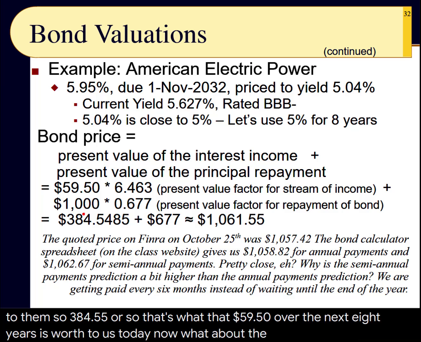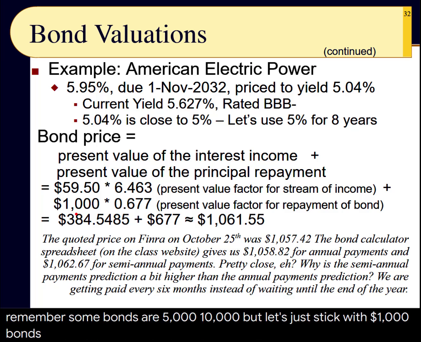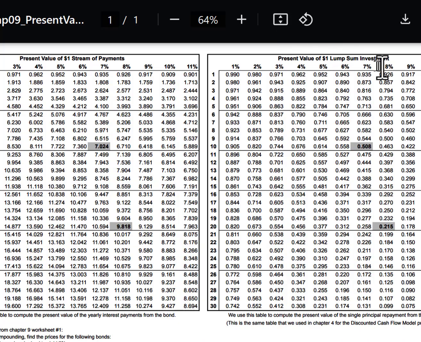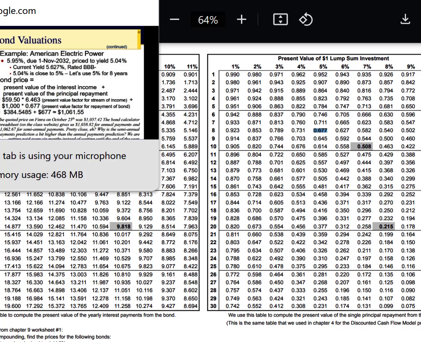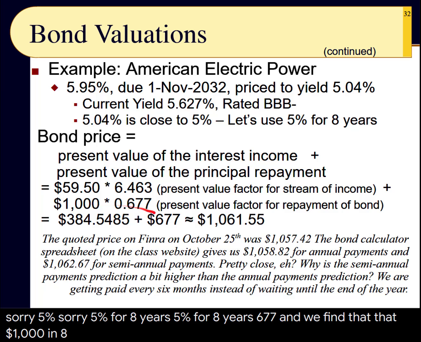Now, what about the principal repayment? Remember, some bonds are $5,000, $10,000, but let's just stick with $1,000 bonds. $1,000 times the present value multiplier for 5% for 8 years. Well, this is the table that we used back in chapter 4. Go across to 5%, down to 8 years. 0.677. And we find that that $1,000 in 8 years is worth to us today $677.